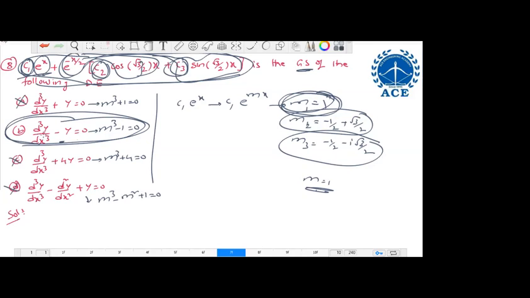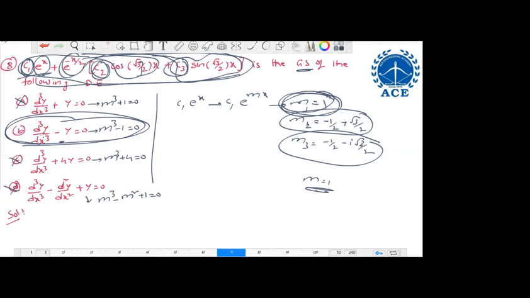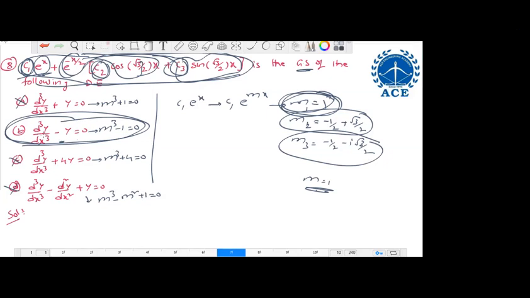No, sir, in the question I didn't understand. Which one? Same question, 8F. Sir, actually, the main question is this one only. We are asked to find the corresponding differential equation. So, how to get the solution?